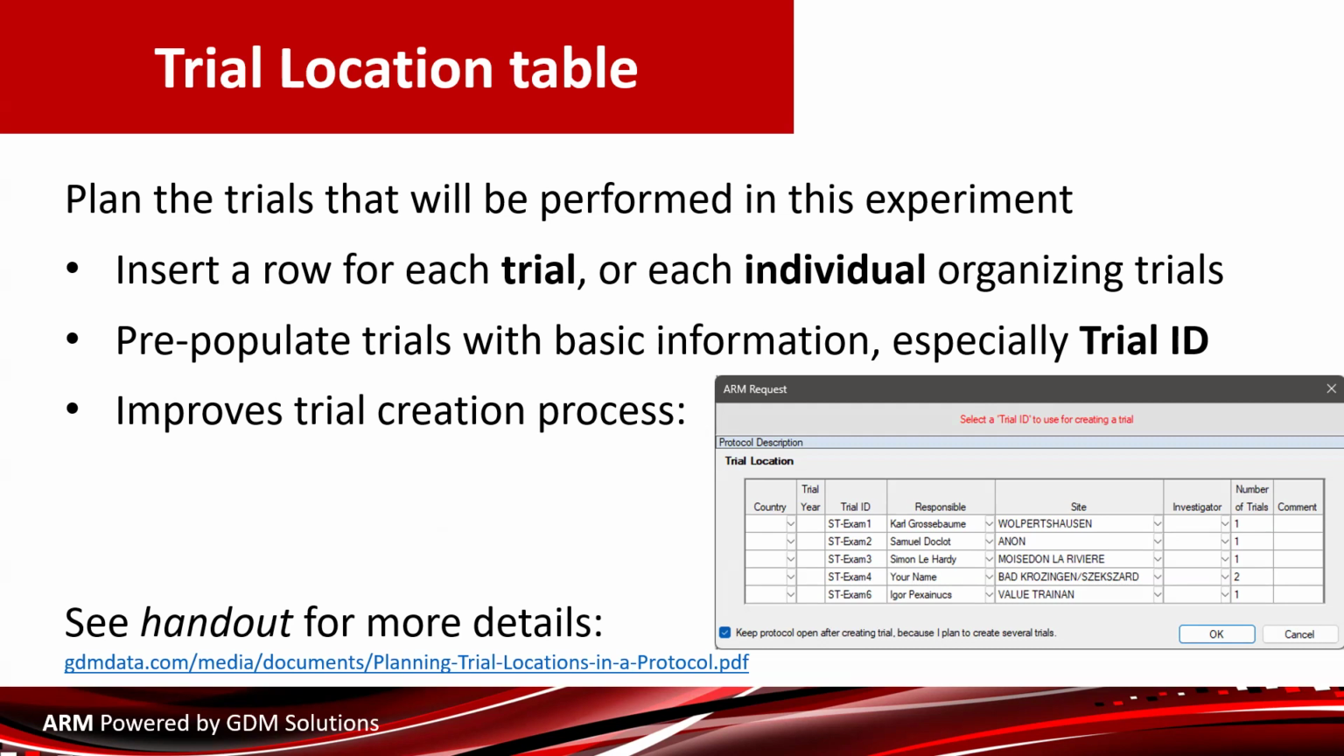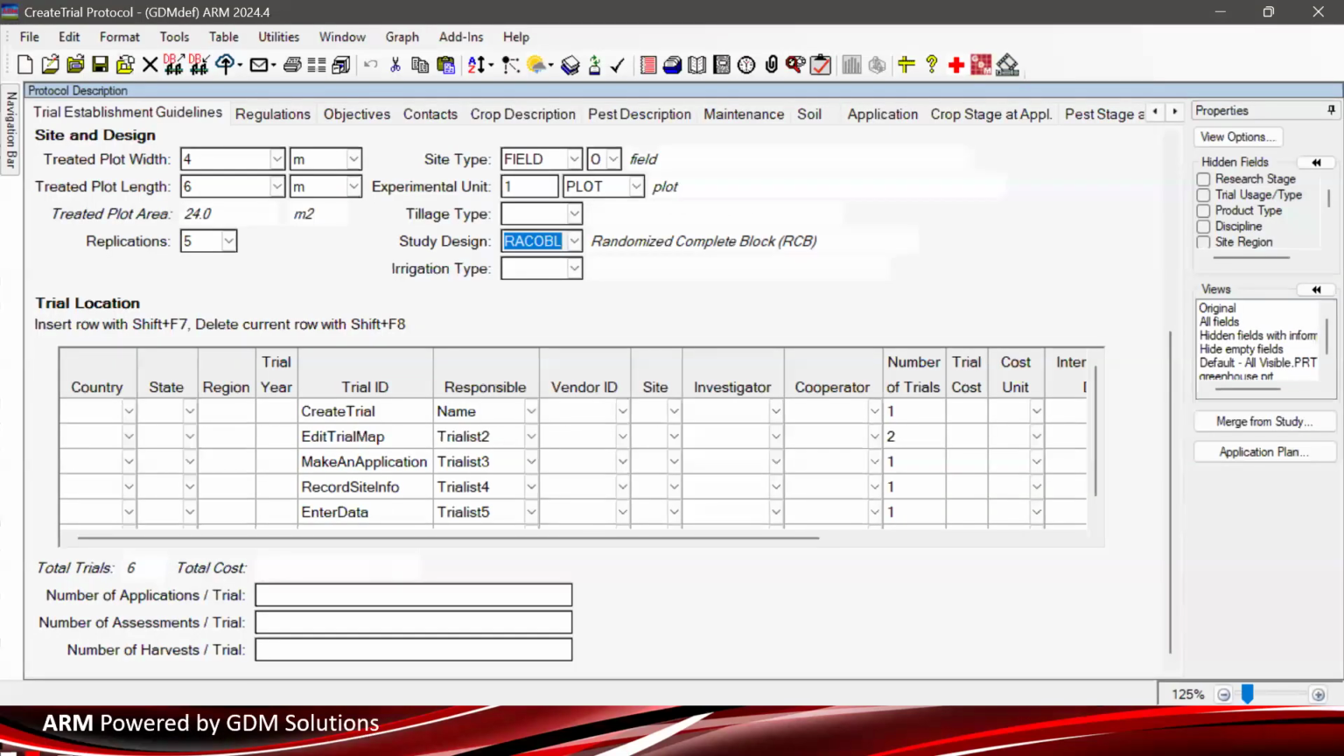So the goal is obviously just to plan them out, list them out here. It also kind of helps as a kickstarter for the trials themselves, in that most of these columns will populate that information in the trial. So let me go back to ARM.